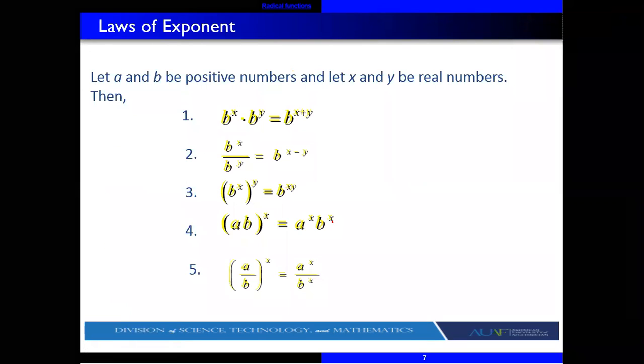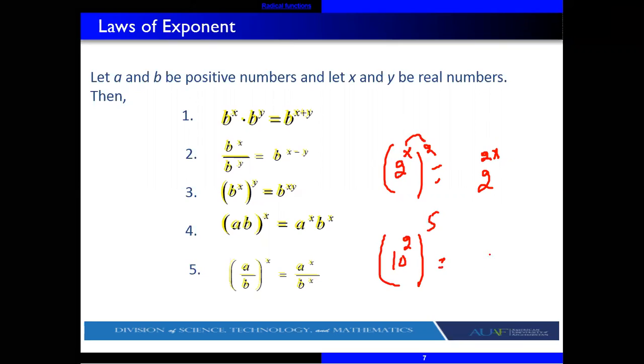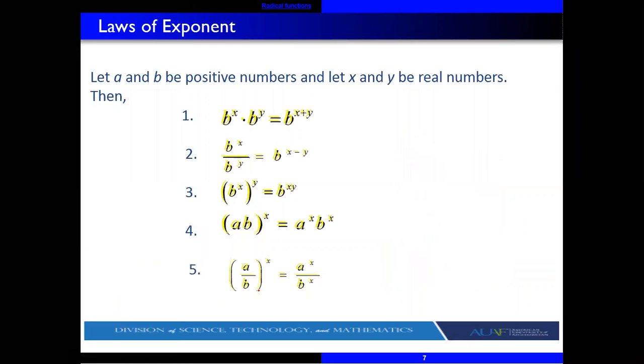Next we have power to power. When we have 2 power x and whole power 2, we have two powers. So the power to power rule: multiply the powers. Take one base and multiply x with 2, equal to 2x. Or if we have 10 power 2 whole power 5, take the base and multiply the powers, 2 multiply 5 equal to 10. This is the power to power rule of exponent.